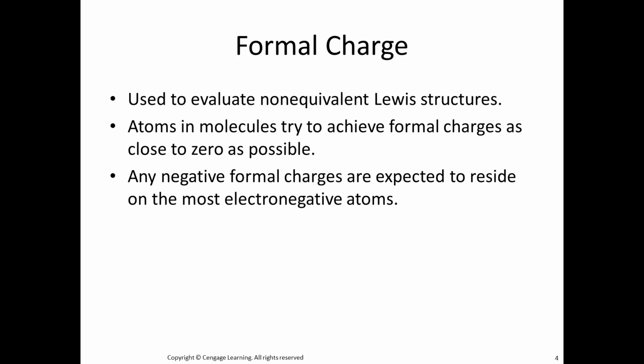So when we can write more than one Lewis structure for a molecule, we have to evaluate the Lewis structures that we've written and determine if any of them are better than the others. If we have multiple Lewis forms which are all decent, then we go ahead and average them together to come up with our resonance hybrid.